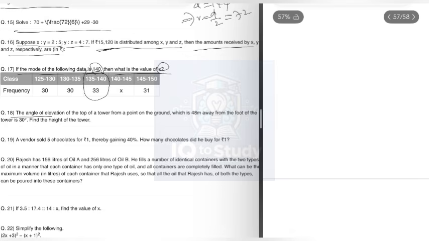The angle of elevation of the top of a tower from a point on the ground which is 48 meters away from the foot of the tower is 30 degrees. Find the height of the tower.